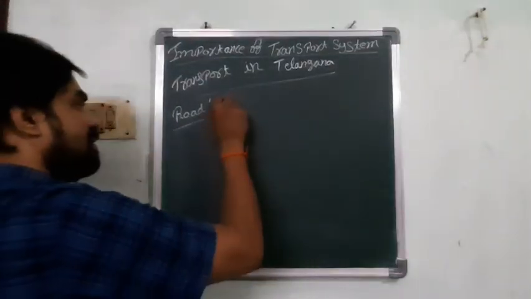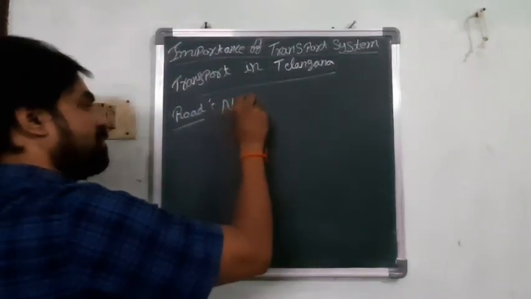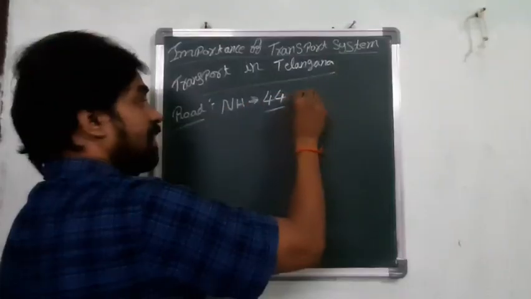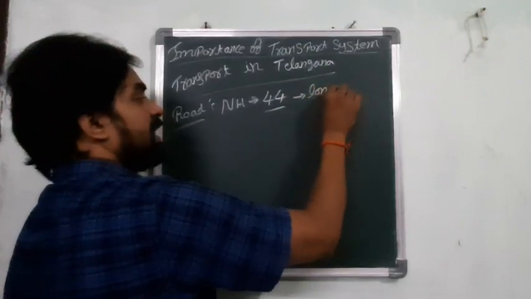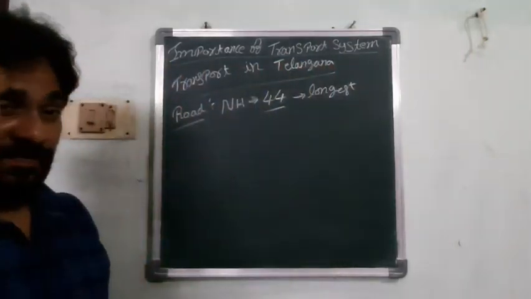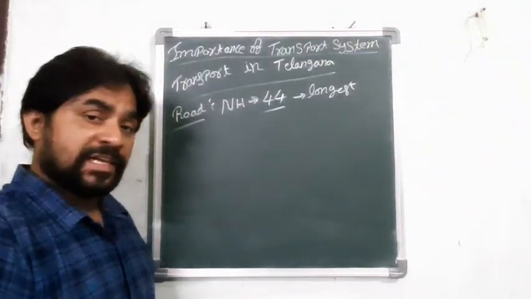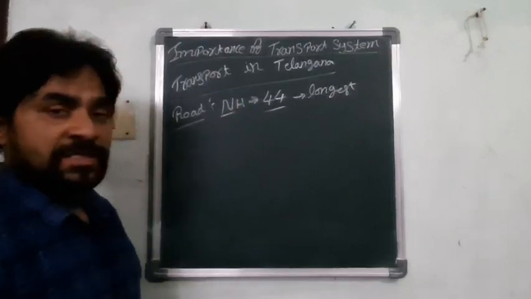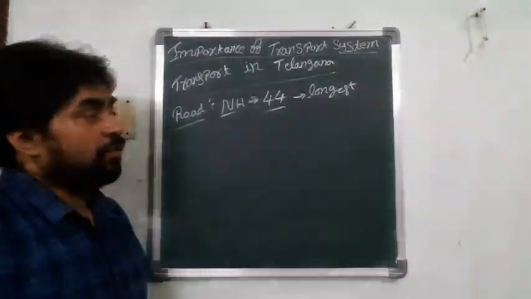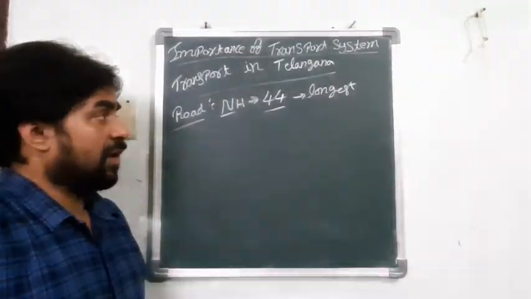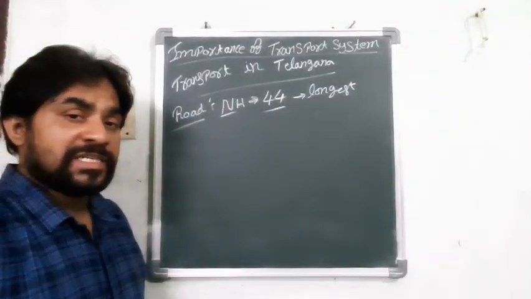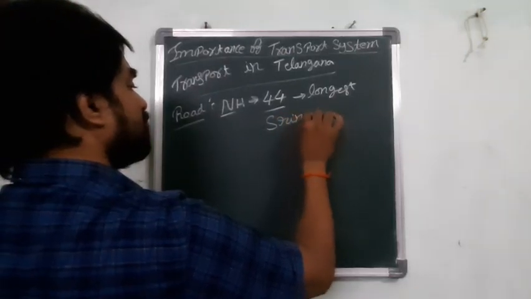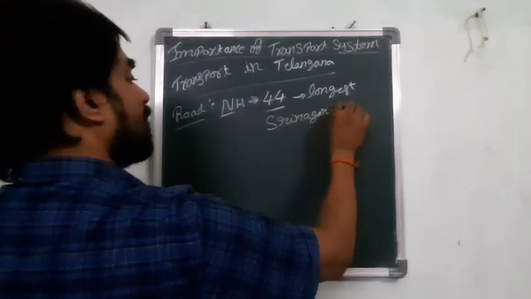So what are they? National highways. We can say that NH44 is the longest road network in India, more than 3,300 kilometers. This national highway, NH44, is the longest road network, from Srinagar to Kanyakumari.